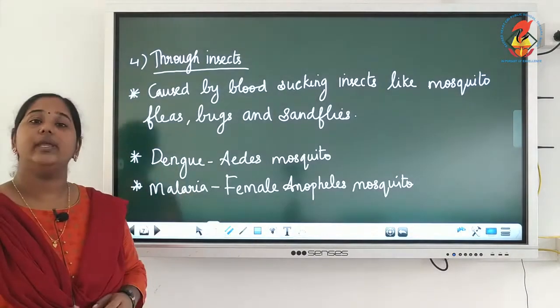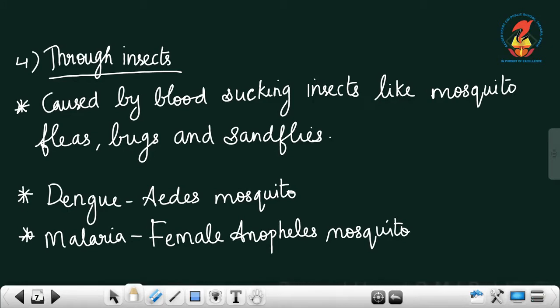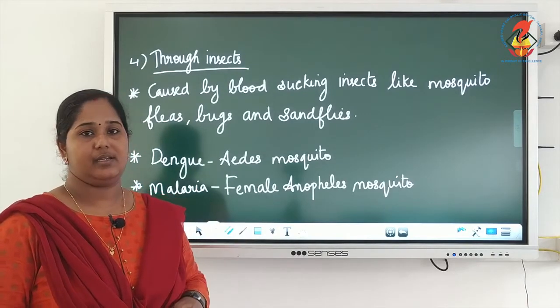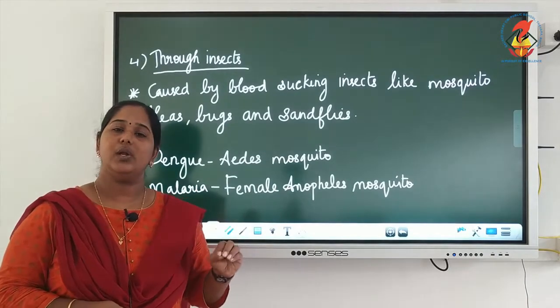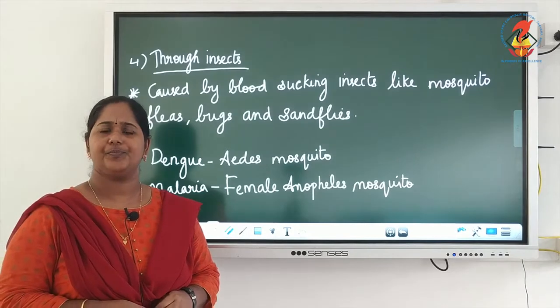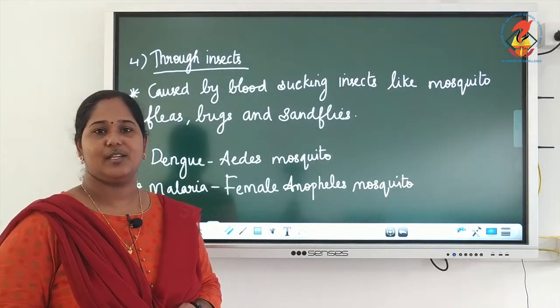Next method is through insects. Insects are the main reason for diseases spreading. Insects mean mainly mosquitoes. And we know that wherever there is stagnant water, mosquitoes breed. Not only mosquitoes, flies and bugs are all carriers of different types of diseases. When we take the case of mosquitoes, female mosquitoes have the ability to suck blood, while male mosquitoes only suck water and fruit juices. So who is the reason for spreading the diseases? Of course, it is the female mosquitoes.